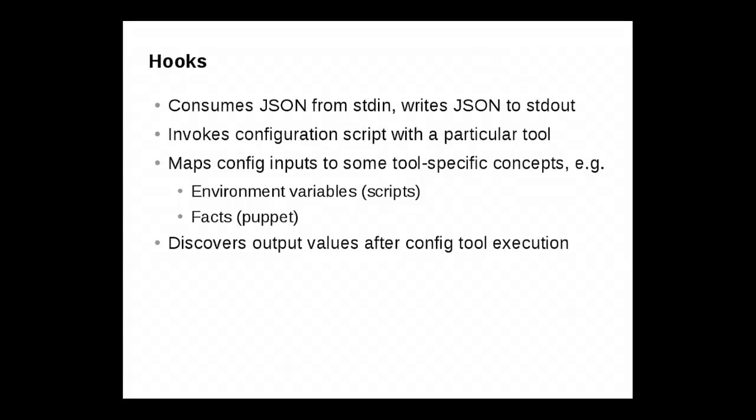So the hooks end up on the server that you're deploying. They're actually quite simple. They consume JSON from standard in, write JSON to standard out. Their job is to actually invoke the configuration script. And they map the heat software config concepts to whatever makes sense in that particular configuration tool. So for scripts, that's environment variables. For Puppet, the inputs are facts. And the hook also has the job of discovering what the outputs are from that configuration run.